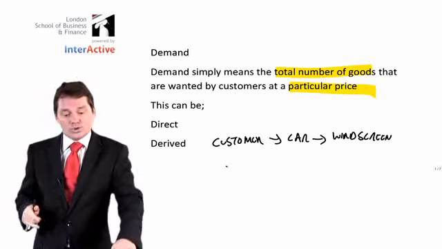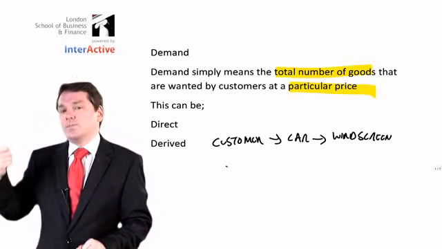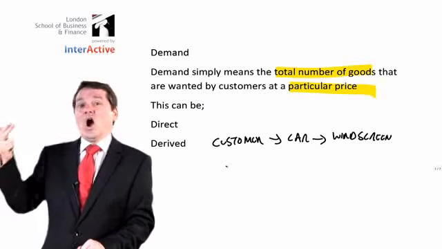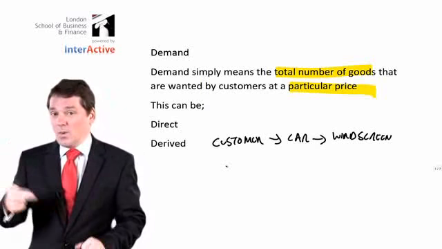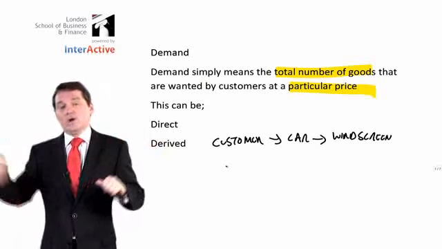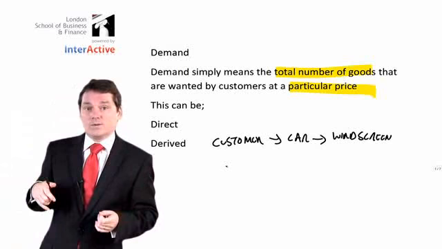Now, that means, of course, that the companies who make the windscreens, the people who manufacture the steel, the people who manufacture the tyres, are affected by the demand for cars. Even though I'm not buying their products directly, if the demand for cars goes down, they are affected as well. Demand for cars goes up, they are affected as well.